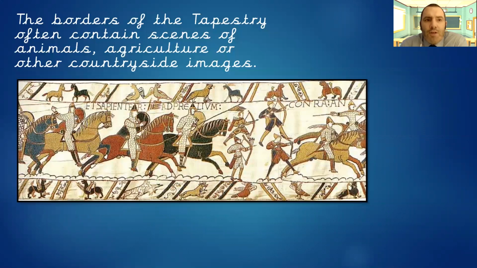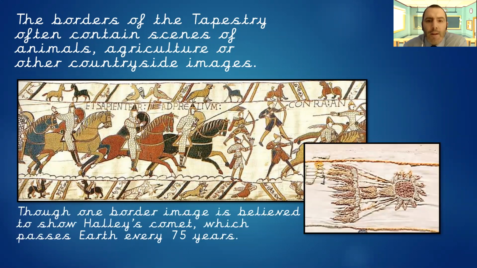The borders of the tapestry often contain scenes of animals, agriculture, or other countryside images. So we have a border down the top and bottom. One border image is believed to show Halley's Comet, which passes Earth every 75 years.